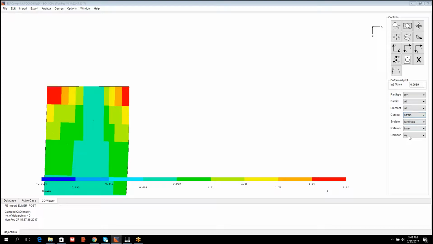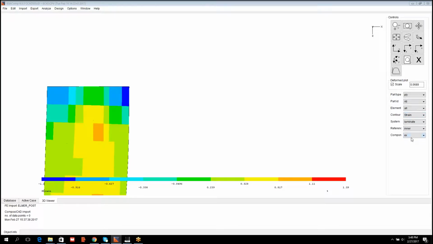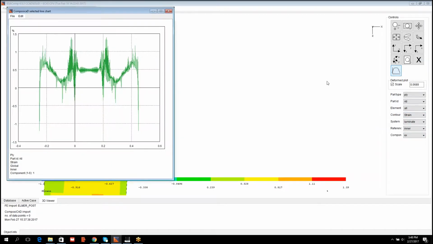Next we look at the strains in the axial direction, again using line charts. Now we focus on the transition region. One can see that the strain oscillates between minus 0.4 and 1% in a very short distance. The behavior is better depicted using graphical results.